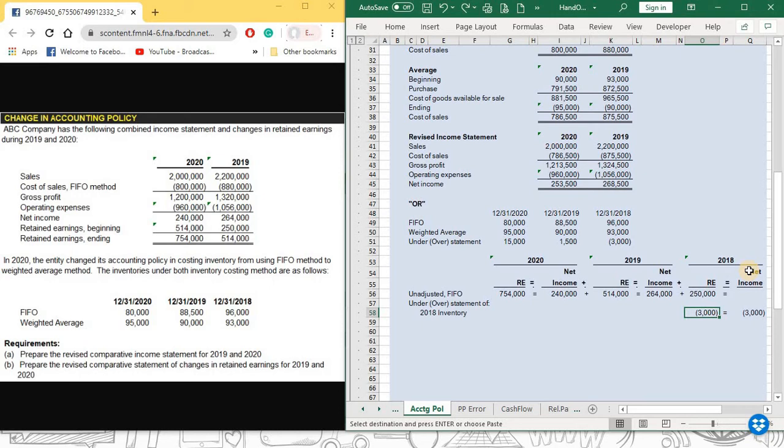So what will be the effect of the 3,000 peso overstatement of ending inventory in the succeeding years? Since the ending inventory in 2018 will become the beginning inventory in 2019, the beginning inventory in 2019 is overstated. Again, the beginning inventory in 2019 is the ending inventory in 2018. So if the ending inventory in 2018 is overstated by 3,000 pesos, the beginning inventory in 2019 is also overstated. So what is the relationship of beginning inventory with net income?